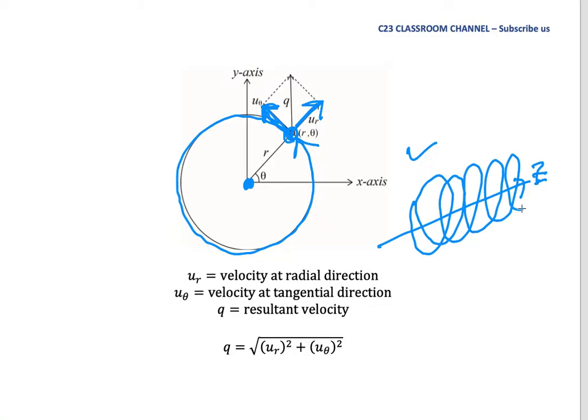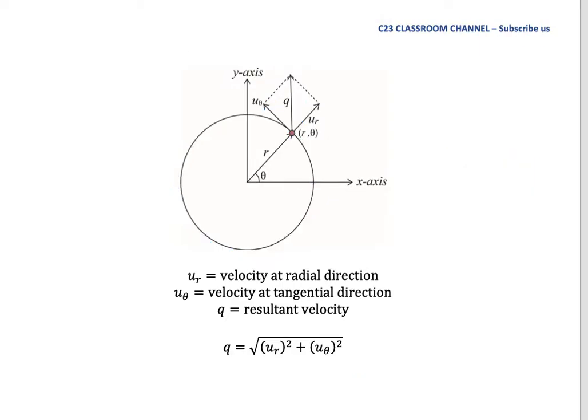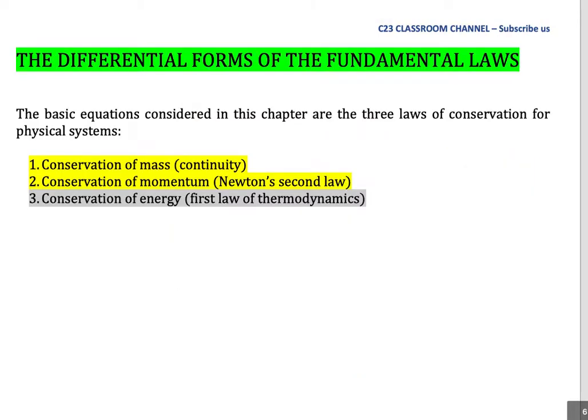Again, velocity is a vector. It has magnitude, and at the same time, it has direction. So you need to calculate the resultant velocity by using this equation. And then we will use the Navier-Stokes equation to solve problems. The first thing that you should know is the conservation of mass and also the conservation of momentum. These two ideas are very important. If you have time, maybe you could study conservation of energy.